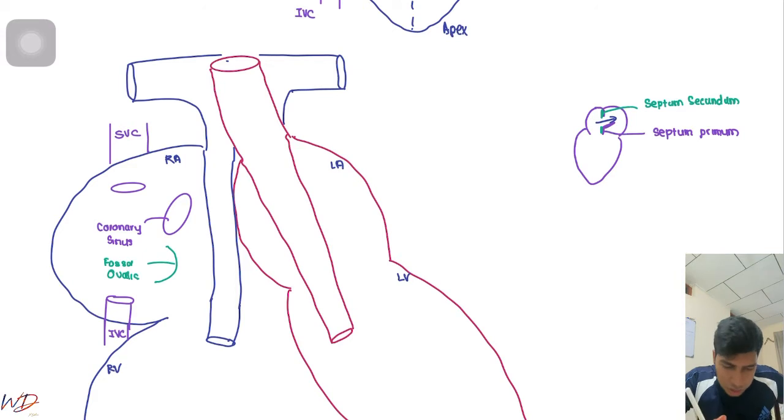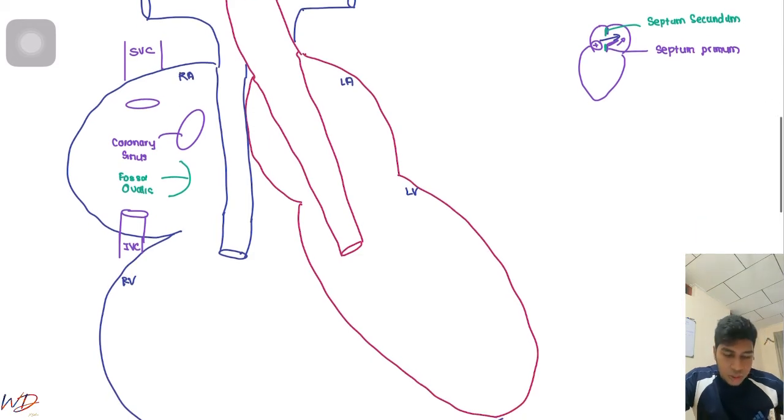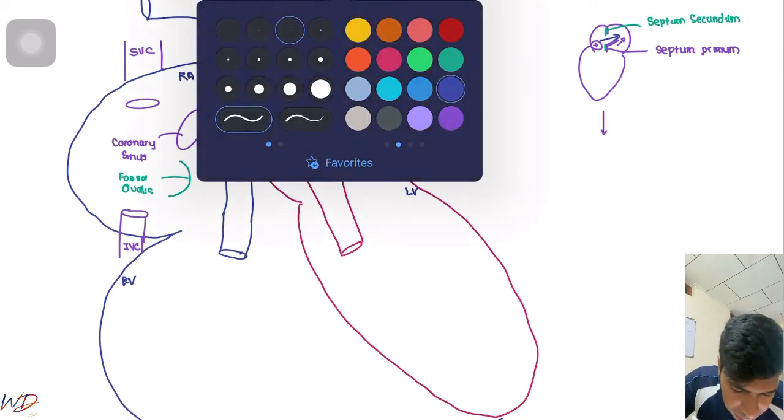Now, if you look carefully, in fetal life, the reason for this to be open this way is because the pressure in the right side of the heart was greater than that of the left side of the heart. So, what happens then? This will be opened.